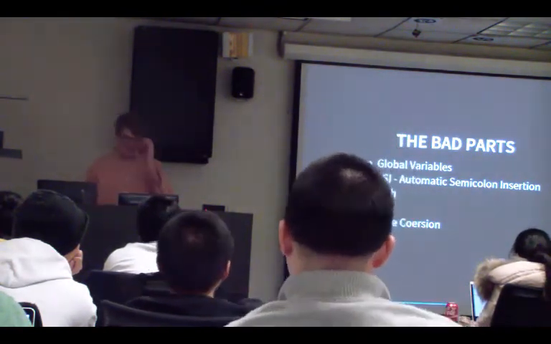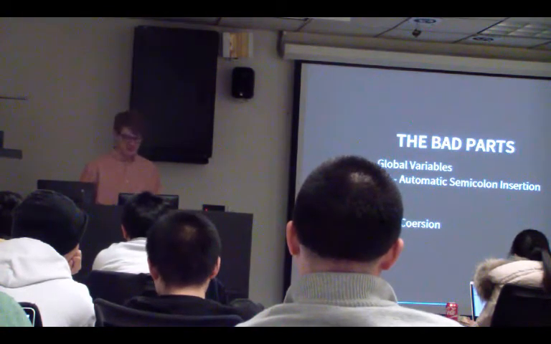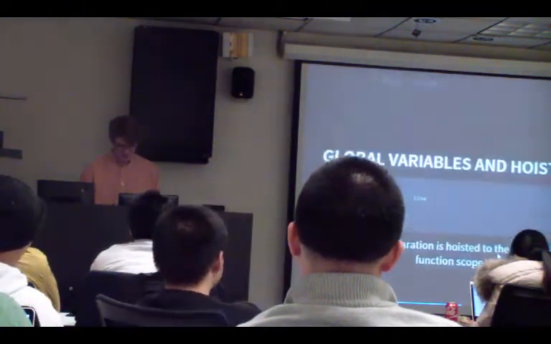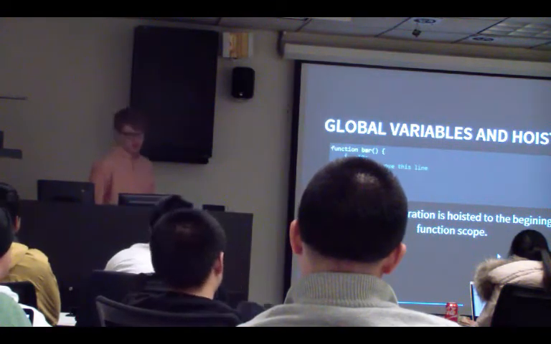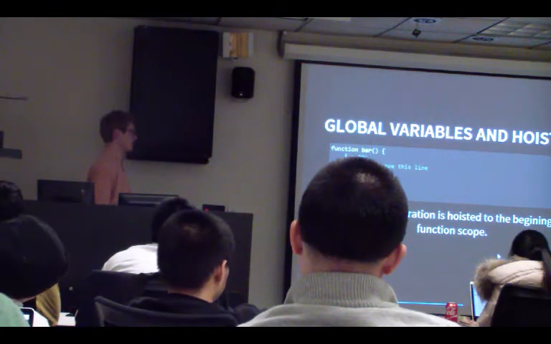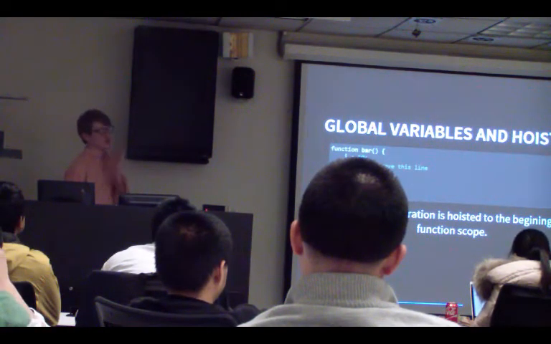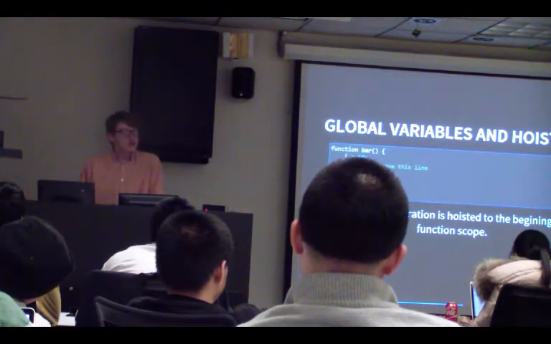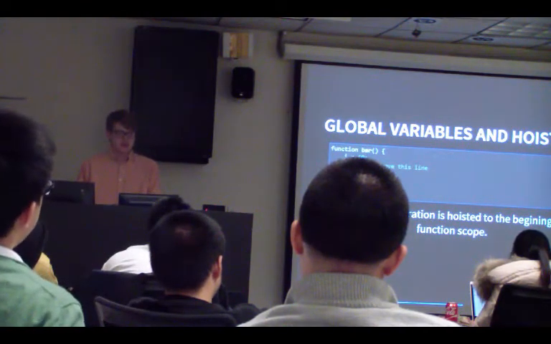So I already started talking about some of the bad things of JavaScript. And you will learn some more about bad parts. Okay. So one of the first bad things of JavaScript is global variables and hoisting. So this is sort of, I don't know what the thought process was. Okay, there was no thought process when they put this in the language. But basically, JavaScript will let you use a variable before you declare it.